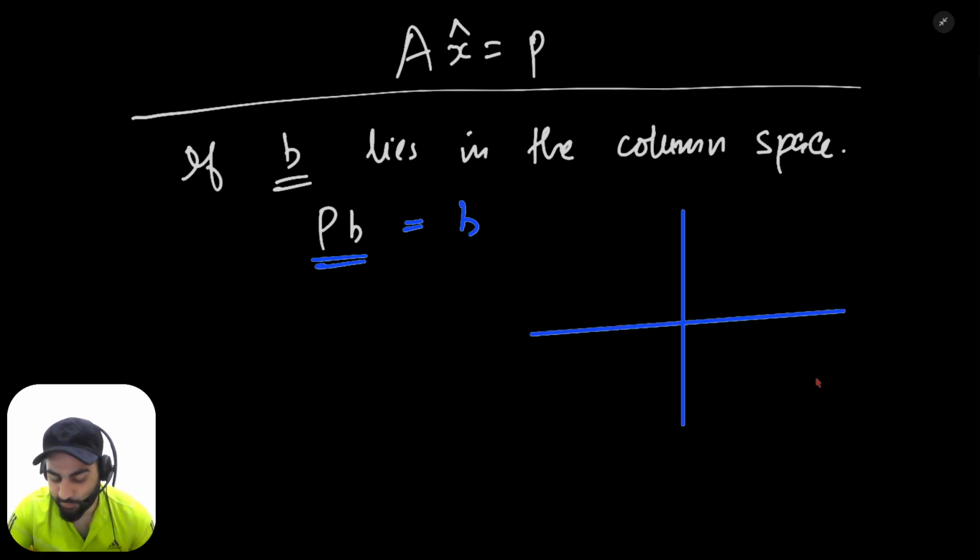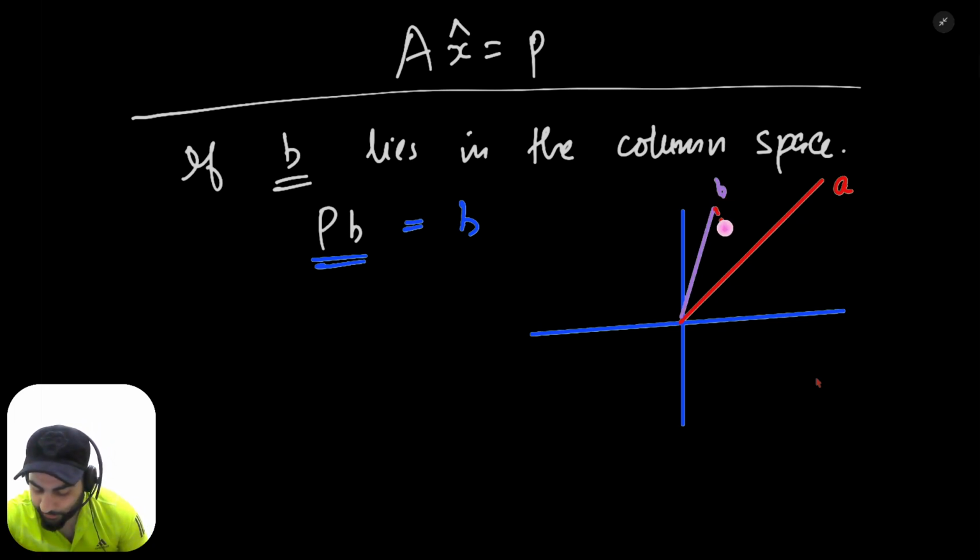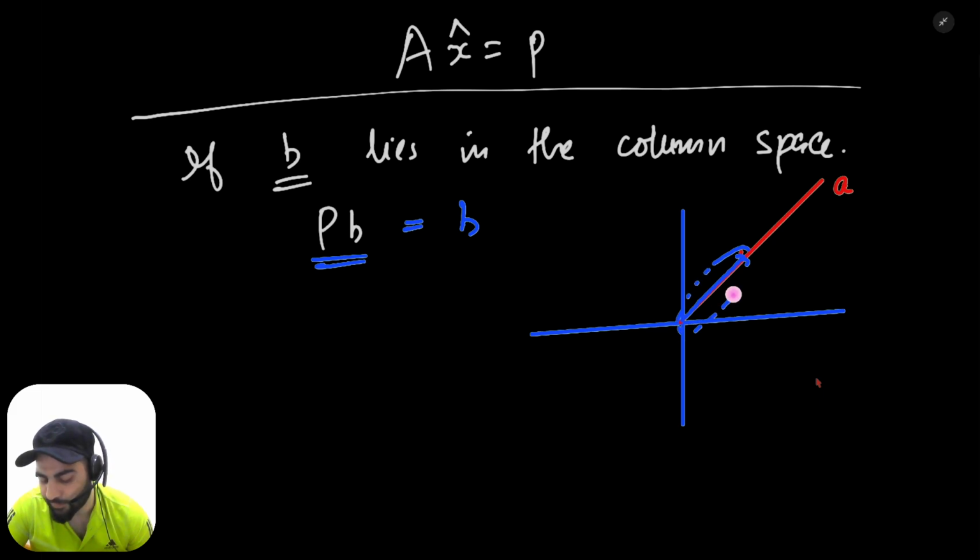As you saw in the picture, we had some vector A, and a vector B. We tried to draw a perpendicular to this point, and this part is what we call the projection. Now I'm saying this B itself lies on the line. That means the projection itself is B, because it's now in the column space of A.